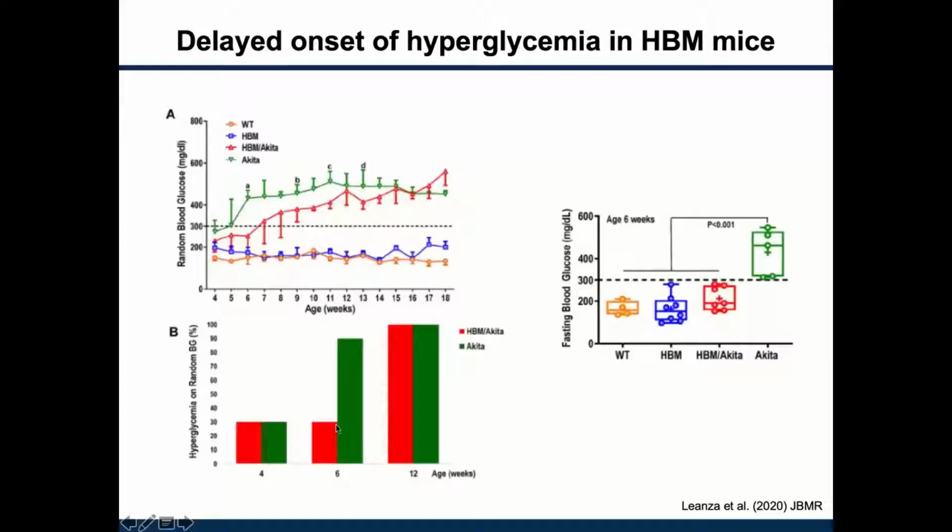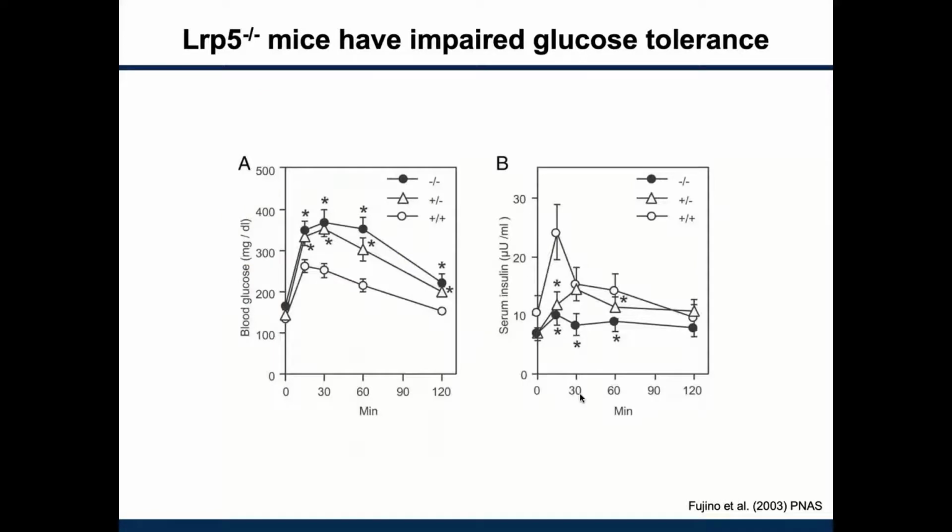And if you quantify this in a different way here, then if you look at especially the 6-week age group, you see that while the Akita mice are already hyperglycemic, the high bone mass Akita mice are not. And this is again just quantified here. So really showing that activation of Wnt signaling leads to a delayed onset of diabetes. And I just want to show a few more studies that support this concept.